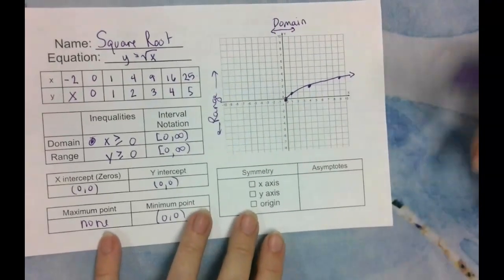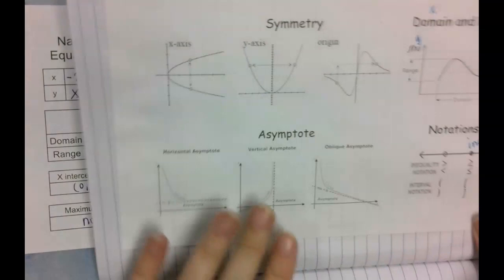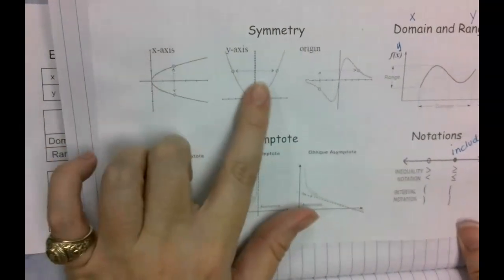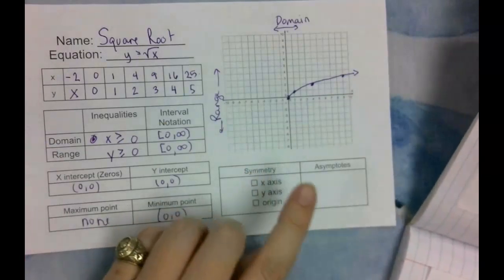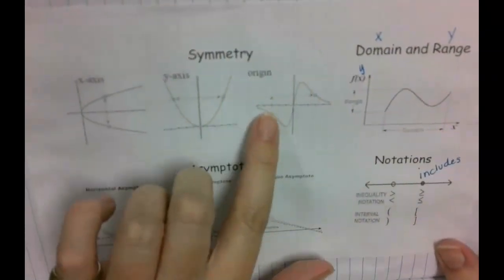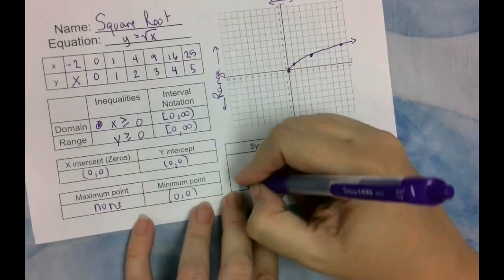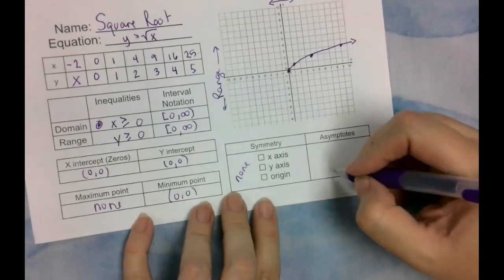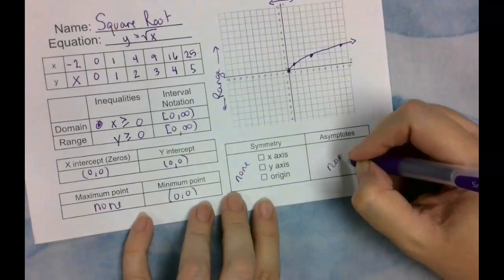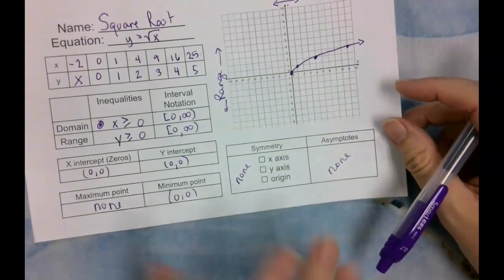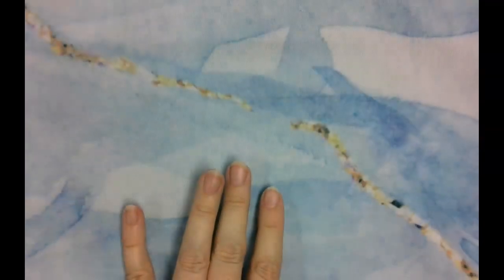And then does it have any symmetry? Let's look back at our symmetry from the other day. Here's our 3 choices. Can I fold it this way? Can I fold it that way? Nope, this one can't be folded. And can I turn it to the other side? Nope, it's not over here. So this one has none, no symmetry. And this one also has no asymptotes. Again, we'll talk about asymptotes when we get there. So square root, there's our first kind.